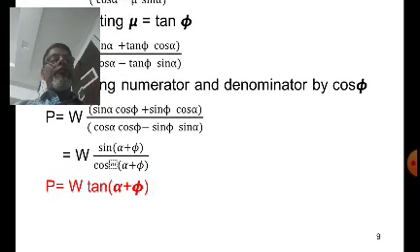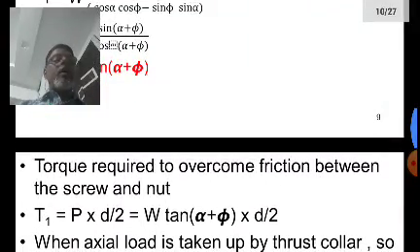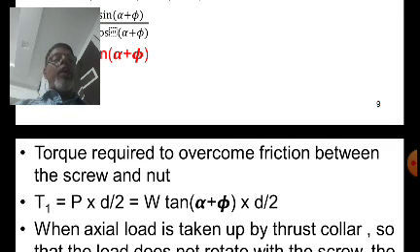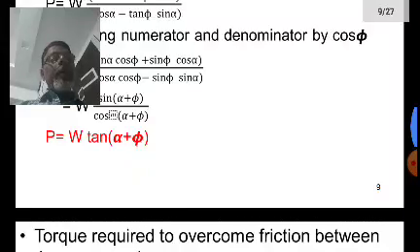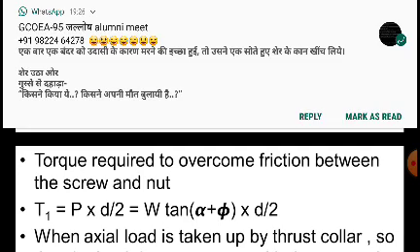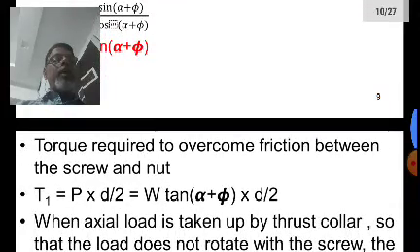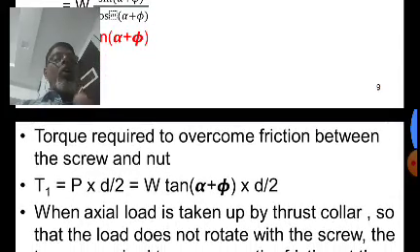This is the effort in terms of the total weight to be lifted, and alpha and phi. Alpha is the helix angle and phi is the friction angle. Now the torque required to overcome the friction between the screw and the nut: this is the effort, so P into d by 2, the radius. So P into d by 2 means W tan(alpha plus phi) into d by 2. This is the torque required to overcome the friction between the screw and the nut.